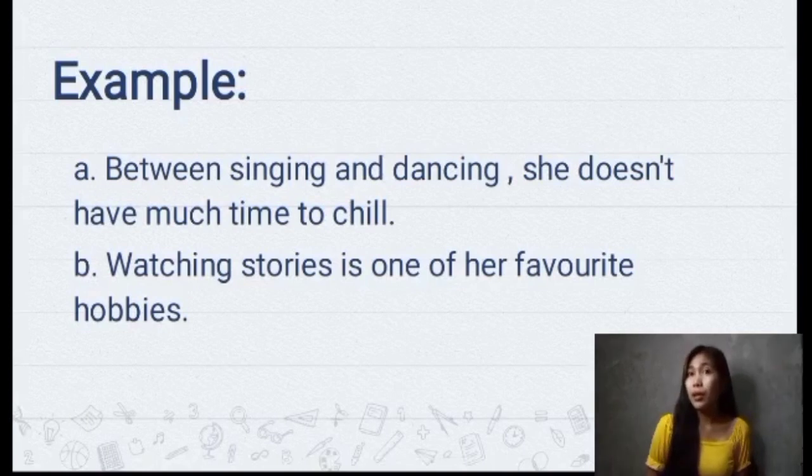As you can see in the example, between singing and dancing, she doesn't have much time to chill. When gerunds are used as the subject of the sentence, they take the singular verb. But look at our example: they are linked by "and," so they take the plural form, "doesn't" in the sentence. Always remember subject-verb agreement rule number 5: when gerunds are used as the subject of a sentence, they take the singular verb, but when they are linked by "and," they take the plural form. So always remember the rule.